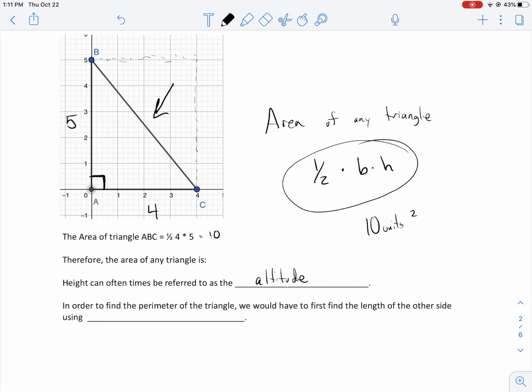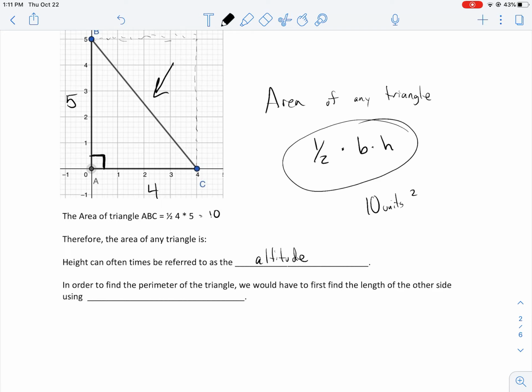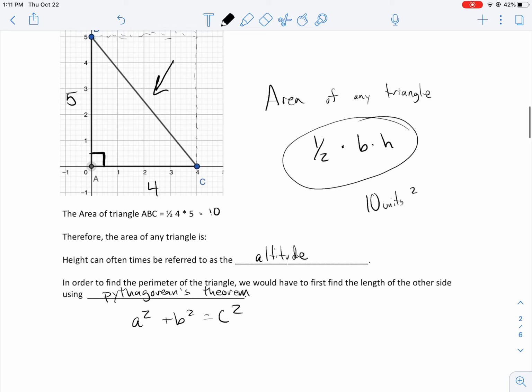Now this is a right triangle, which means in order to find the length of that other side, I'm going to have to use Pythagorean's theorem. What's Pythagorean's theorem? a squared plus b squared equals c squared. Now remember, your c is always opposite your right angle. It doesn't matter if you mix up the a's and the b's, but just don't mix up that c value. The c is always your hypotenuse, or again, that side located directly across from your right angle.